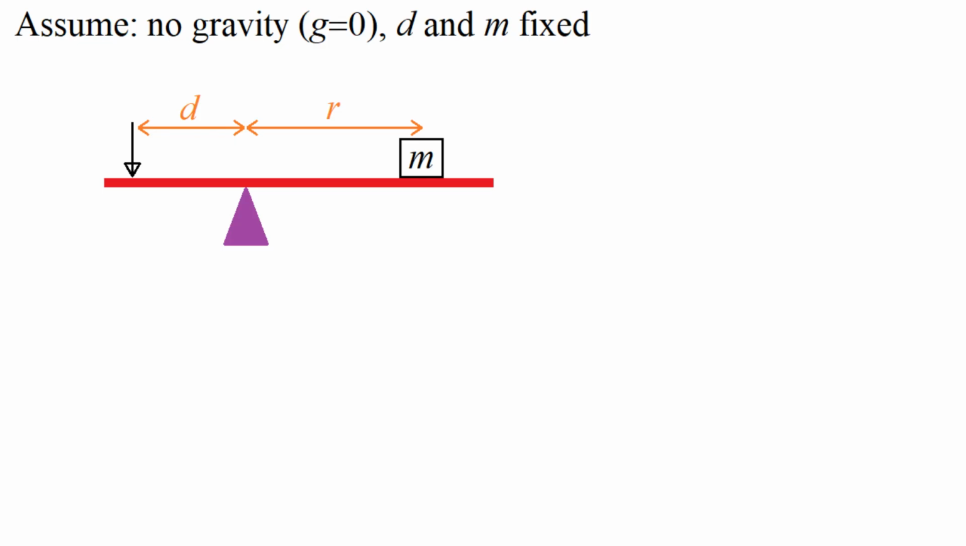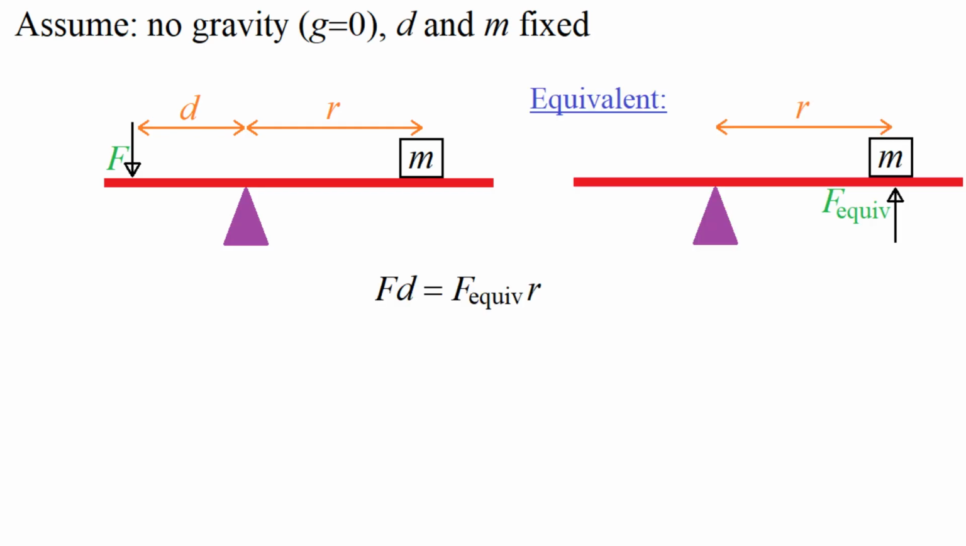So, applying this to our example, applying a downward force of F at the position of distance d to the left of the pivot is equivalent to applying a certain force upwards at the position of distance r to the right of the pivot, and the relationship between the applied force F and the equivalent force is given by this equation that F times d is equal to the equivalent force times r. Note that this is exactly the same principle of levers that we used to derive our formula for F0 when there was gravity in the system.